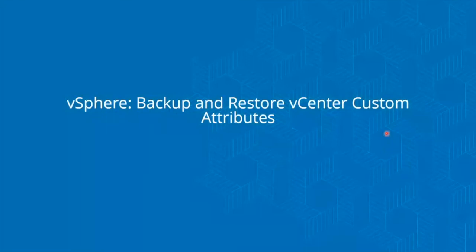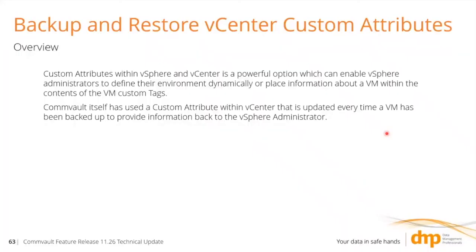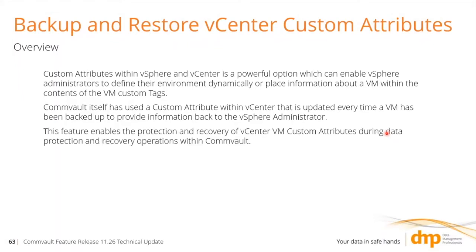And then the last topic for the VMware updates is backup and restore of vCenter custom attributes. vSphere and vCenter use tagging to assign virtual machines automatically to groups or any other specific task. Previously, when you did a backup of a certain VM and restored it, those VM tags were gone. Those custom attributes were gone. So you needed to define them again on that virtual machine.